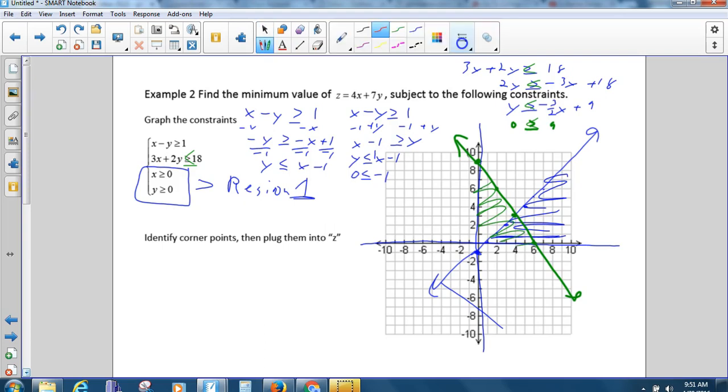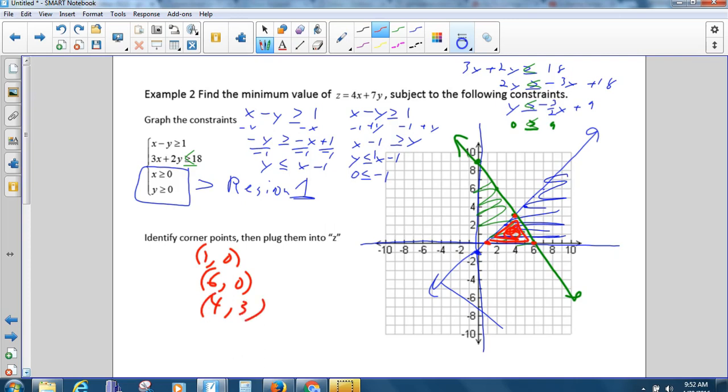Okay. Which means my feasible region is this triangle right here. And then my corner points are here, here, and here. So my corner points are at 1, 0, 6, 0, and 4, 3.